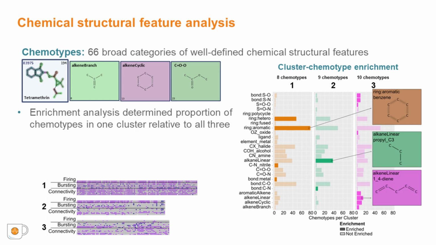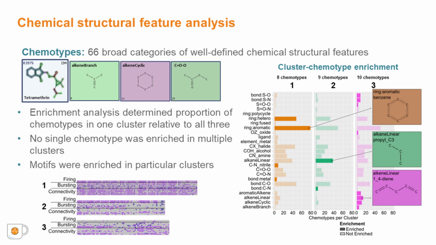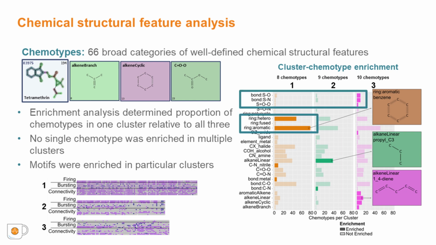Importantly, no single chemotype was enriched in multiple clusters. Further, we found certain motifs tended to be enriched within the same cluster. For example, ring structures were more often enriched in cluster 1, and sulfur-containing structures were more enriched in cluster 3. Thus, these chemical substructural features may be driving the distinct firing, bursting, and connectivity patterns that we found.